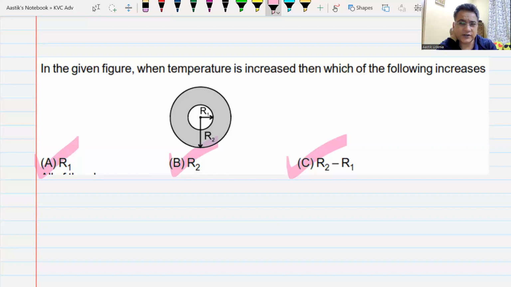Who will expand more? Who will expand less? That is the next topic. The one which is longer will expand more. The one which has more area will expand more. That's it. So everything increases. Do we understand this?